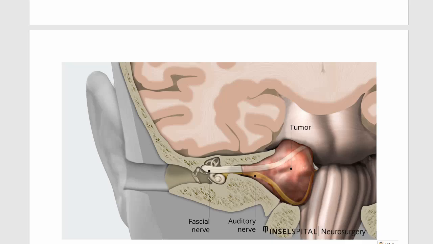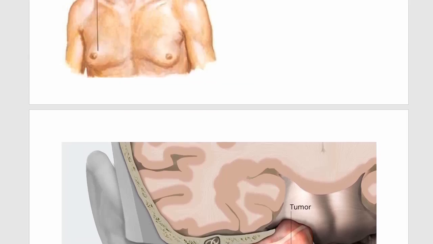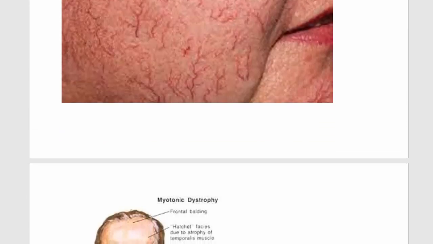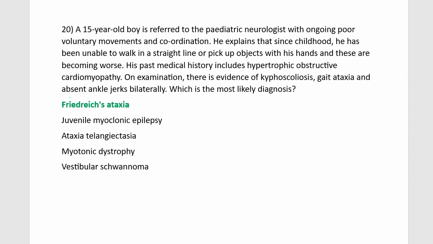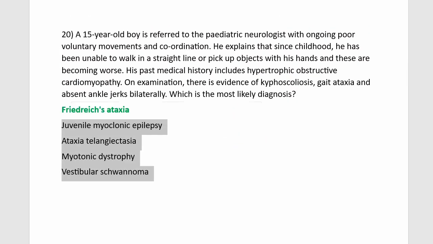Absent ankle jerks, the heart condition. In fact, none of these other ones are implicated in hypertrophic obstructive cardiomyopathy. None of them are implicated in kyphoscoliosis. So we can safely say, there are symptoms which all of these have, but with a question like this, it's like, okay, which is the better picture? And hence why they call them single best answers.